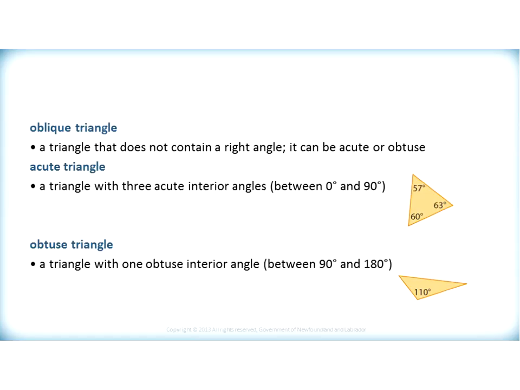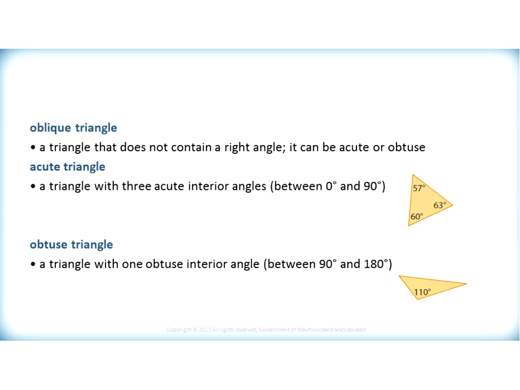And so then the question is, what is an acute triangle? An acute triangle is a triangle with three acute interior angles. So all three angles in the triangle must be between 0 and 90 degrees. An obtuse triangle is a triangle with one obtuse interior angle. So that means that one of your angles in your triangle will be between 90 degrees and 180 degrees. We can see on the right we have a 110-degree angle in this triangle. This would be considered an obtuse triangle.